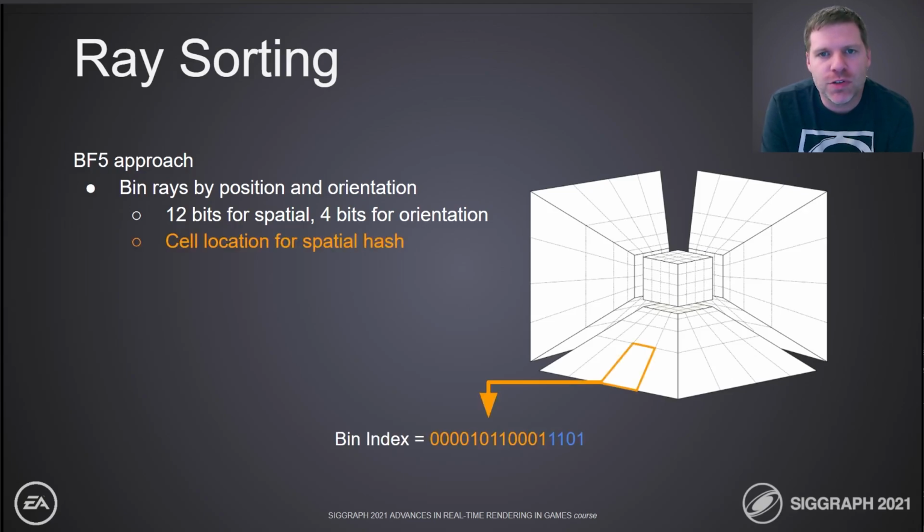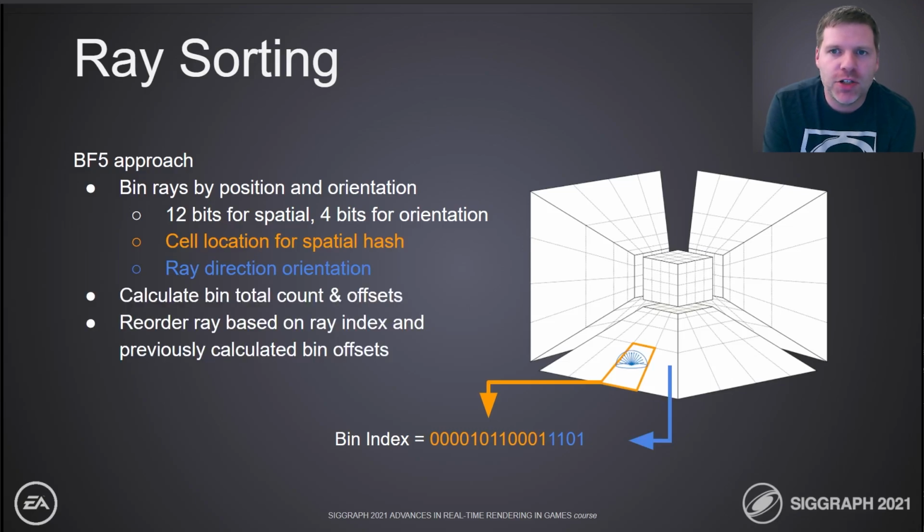We simply use the Surfel cell coordinate converted to 1D for the spatial hash. This is the dominant value when calculating the bin index. And then we use the ray shot from the Surfel as the other part of the bin index. Then we run 2 passes that generate the reordering information we need to sort the rays, followed by a final pass that reorders the rays based on the previously calculated bin counts and offsets. You can see the Battlefield 5 presentation for more information on this.